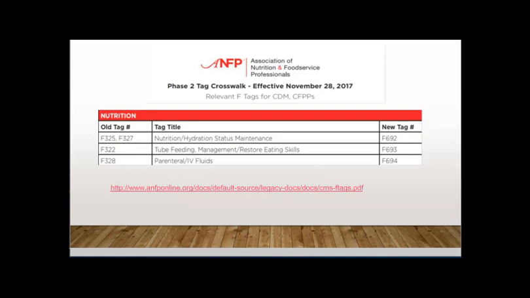At A&FP, we've made a crosswalk specific for our food and nutrition, and we've supplied you with what the old F tag was and what the new F tag is, in an abridged two-pager, so that you can have this as a handy tool to refer to, versus going back to the master document with all the groupings on it. That can be found on our A&FP online webpage, and it will also be linked under Phase 2 of our new redesigned webpage.